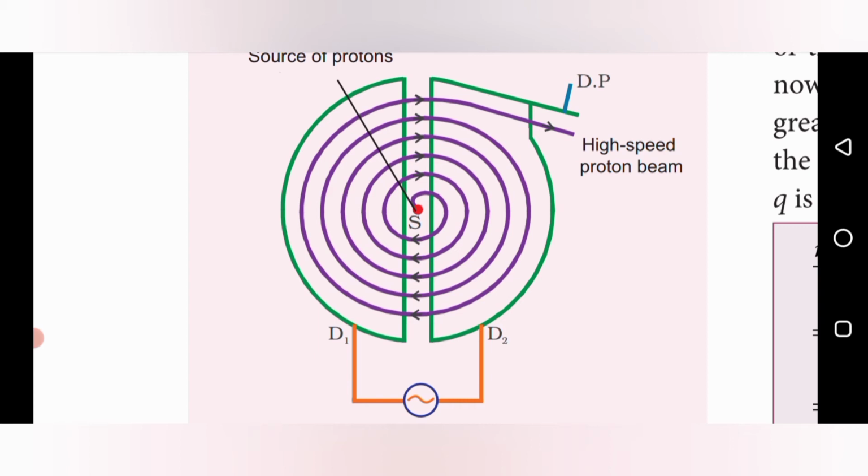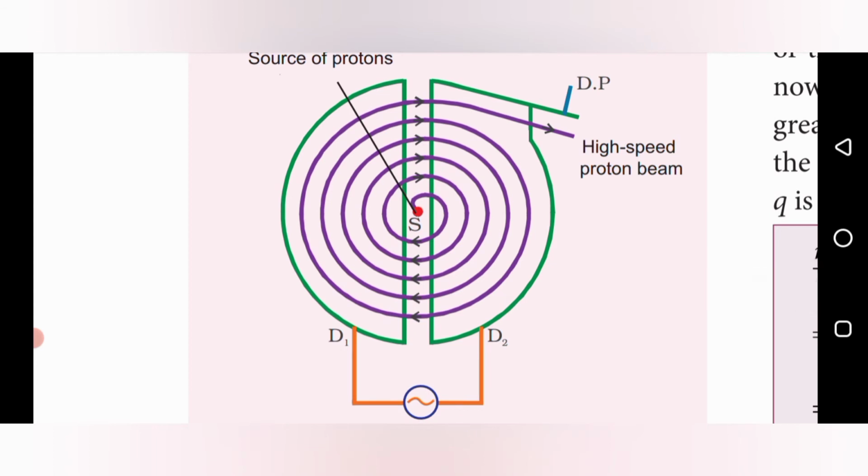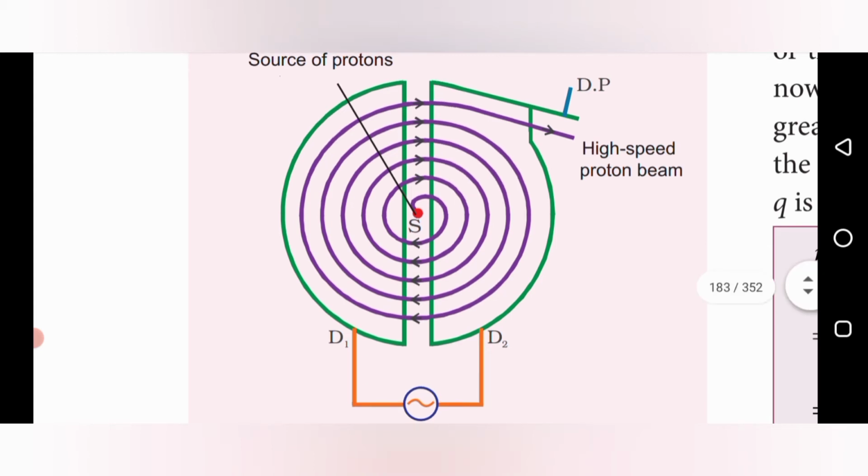This circular path, the concentric rings, shows the acceleration of the charged particle. For every half circle we have to change the polarity of D1 and D2. Then it is able to attract the opposite potential and complete one cyclic rotation of the circular path. Finally it reaches the deflector plate, that is the target. The high speed proton beam comes outside as the accelerated particles. So this is the working of the cyclotron. Let's see the expression about this cyclotron.